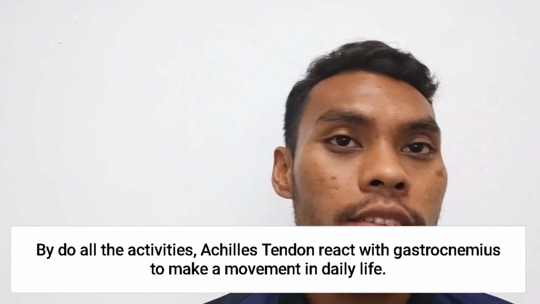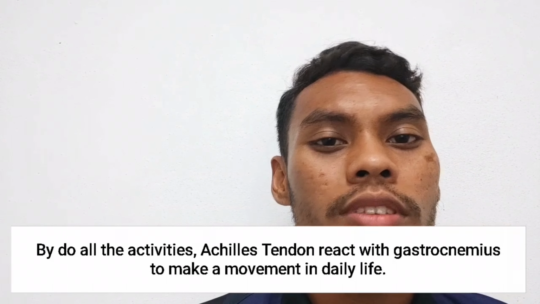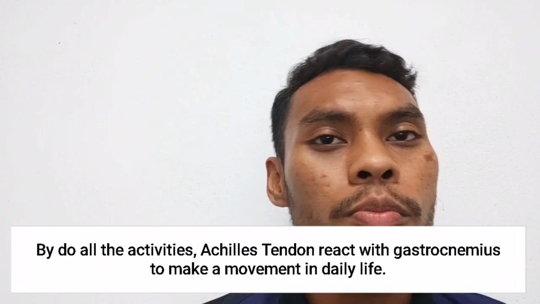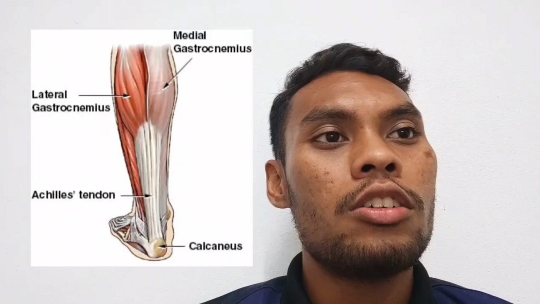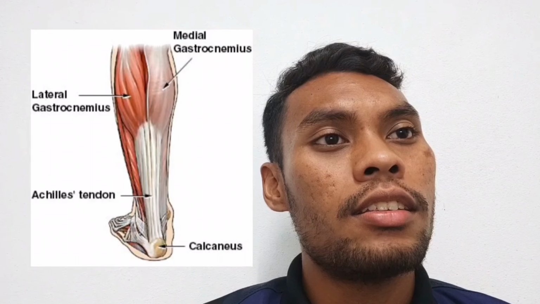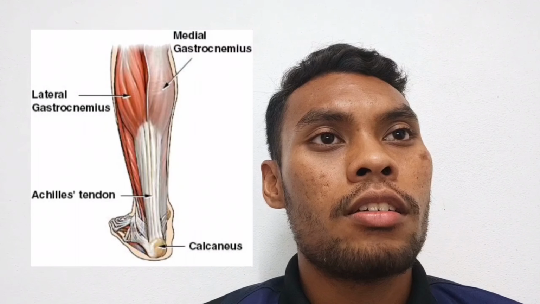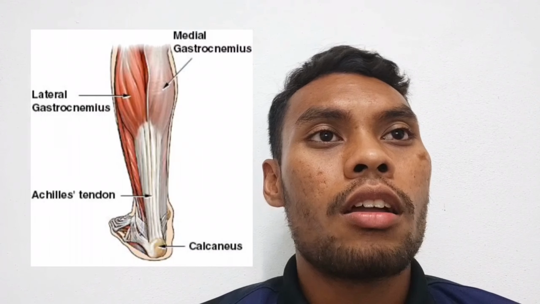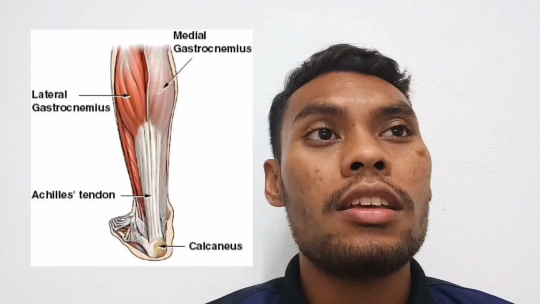By doing all these activities, the Achilles tendon works with the gastrocnemius to make movement in daily life. As you can see, the picture shows the Achilles tendon connecting with the lateral gastrocnemius and the medial gastrocnemius.